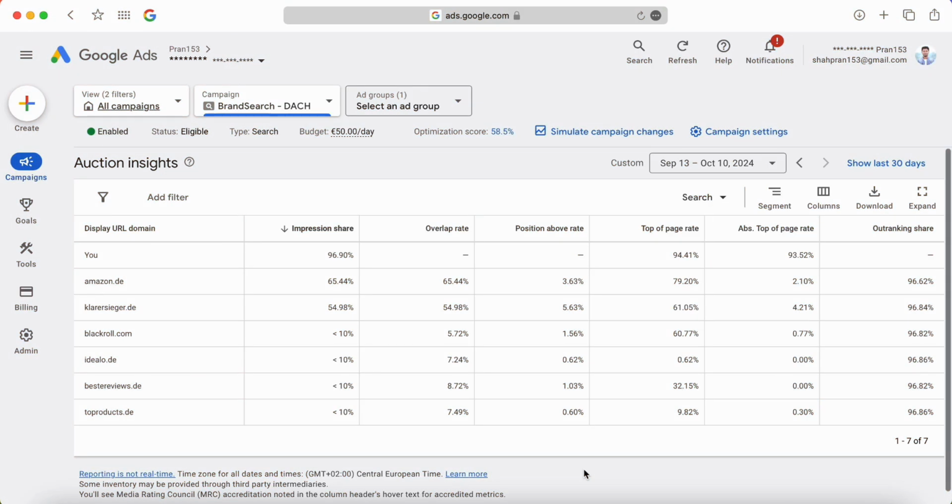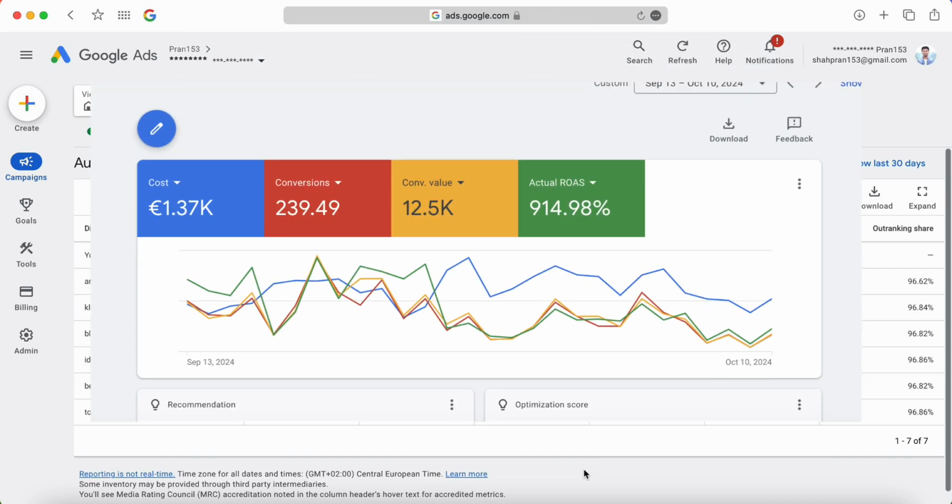When you optimize your campaign based on this data, then none of your competitors will outperform you. You can get a result like this. This is the result of this ad.